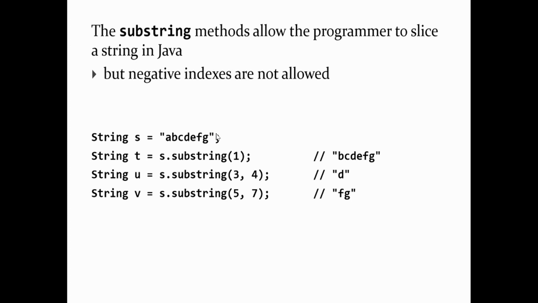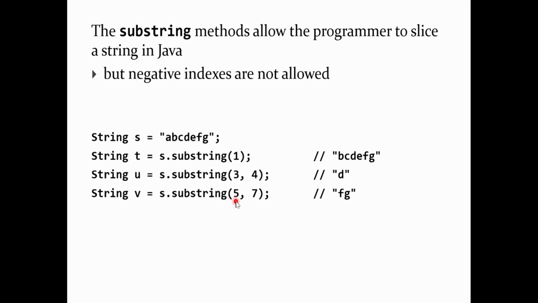So if I start out with the string A, B, C, D, E, F, G, and I call the substring method on S with 1, then I get back the string made up of all the characters starting at index 1, going to the end of the string. So you get the B, C, D, E, F, G. 3, 4 gives you all the characters starting at index 3, going up to but not including the 4. Exactly the same as the Python slice. So that gives you back the D.